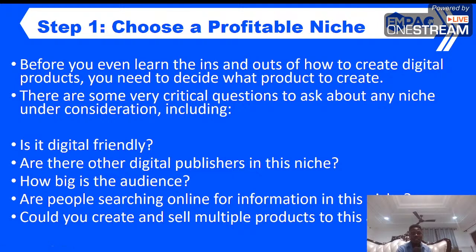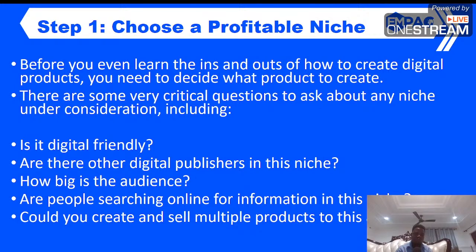Then, are there other digital publishers in this niche? So if your niche has other digital publishers, you need to have an answer to that. How big is the audience? So the audience you are targeting, how big are they? Are people searching online for information on this niche? So you have to know if people are searching online about that topic or not. And there are tools we are coming to use to check these things.